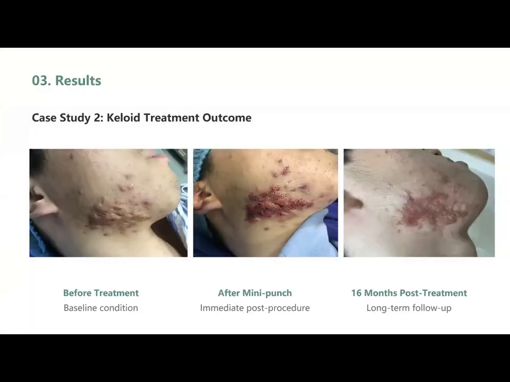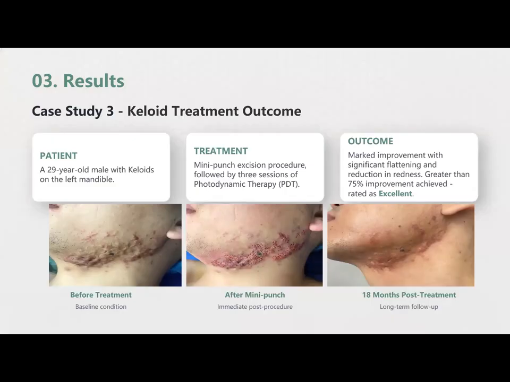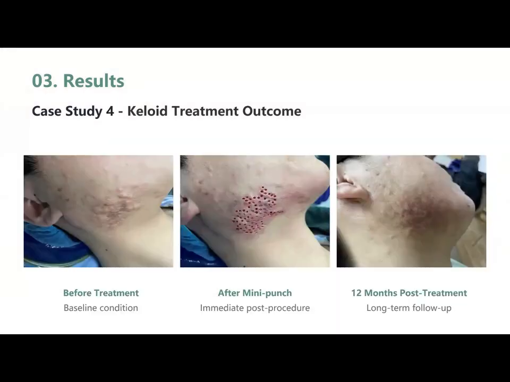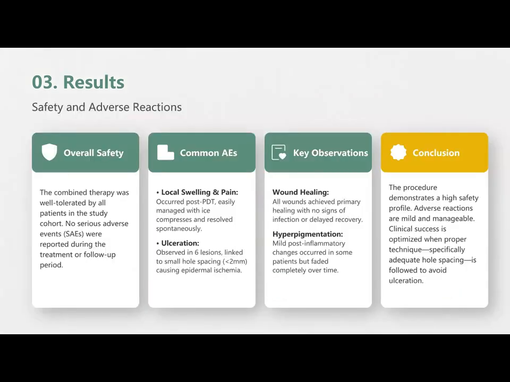This is case 2. This is case 3. The older patients demonstrate notable flattening, diminished erythema, and remarkable cosmetic enhancement 12 to 18 months after treatment. These cases confirm the clinical feasibility and effectiveness of the combined approach.